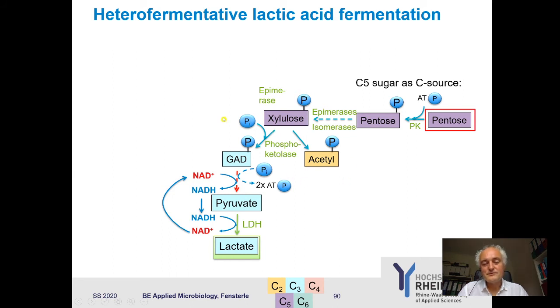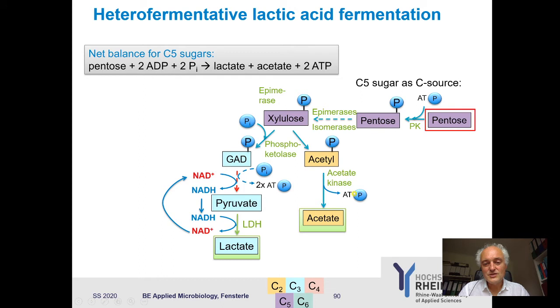And then the next step is again my phosphoketolase. I have my lactate production starting from glyceraldehyde 3-phosphate. And now you see the reduction equivalents which are produced here are being recycled. So what I can do is really use this phosphate here and transfer it to ADP via substrate level phosphorylation. So I have recycled the ATP which have been used here and produce acetate. So if I feed in a pentose, I would expect in a heterofermentative lactic acid fermentation pathway production of lactate and acetate. And my net balance here is I have my pentose and I produce lactate, acetate, and 2 ATP.